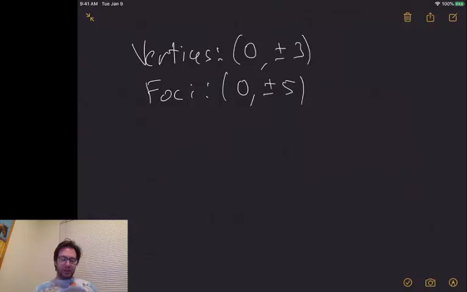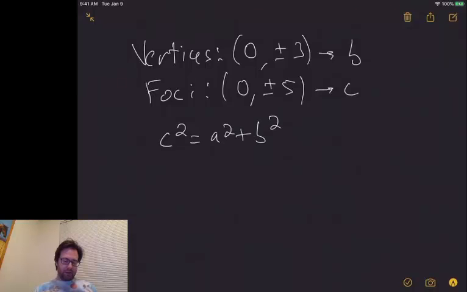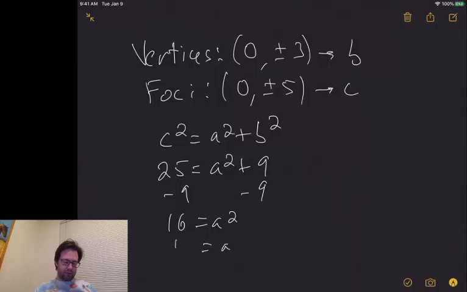And so that means that this value represents B, and the foci here represents C, which means we need to find A. In order to do that, we're going to use C squared equals A squared plus B squared, Pythagorean theorem. So C squared, 25, equals A squared, our unknown, plus B squared, 9. Subtract 9 from both sides. We get 16 equals A squared, meaning A equals positive or negative 4.